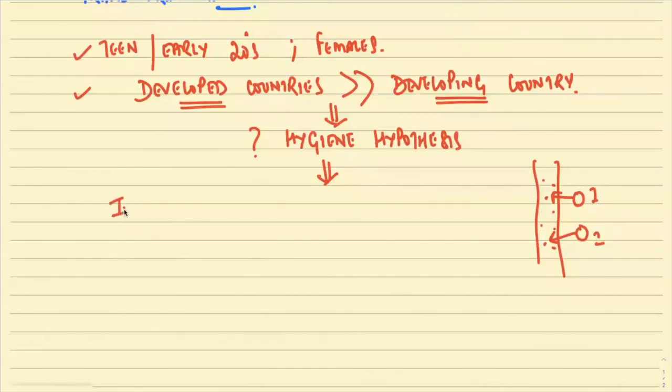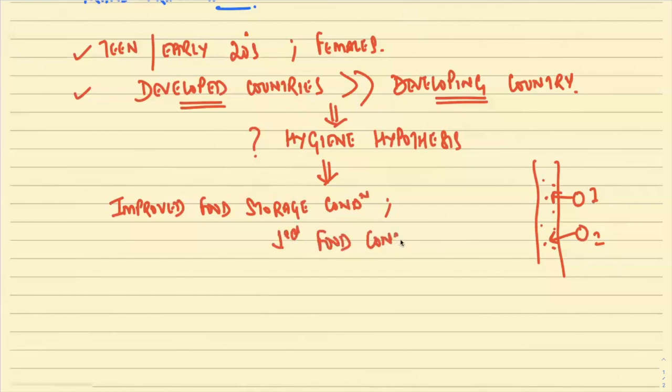In developed countries, you have improved food storage conditions as well as decreased food contamination. As a result, hygiene is maintained. If hygiene is maintained, our immune system does not get a chance to get educated or become familiar with the microorganisms residing in the gut. So the immune regulation doesn't happen.